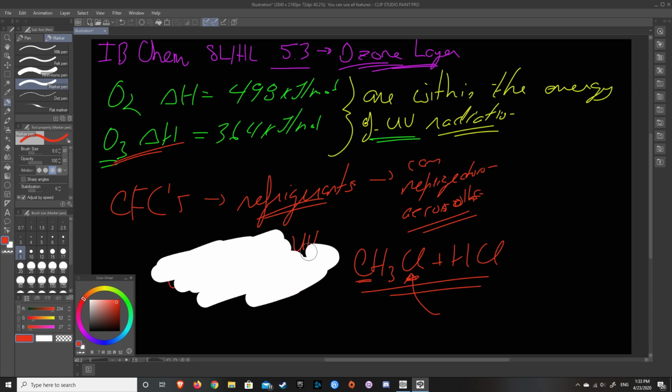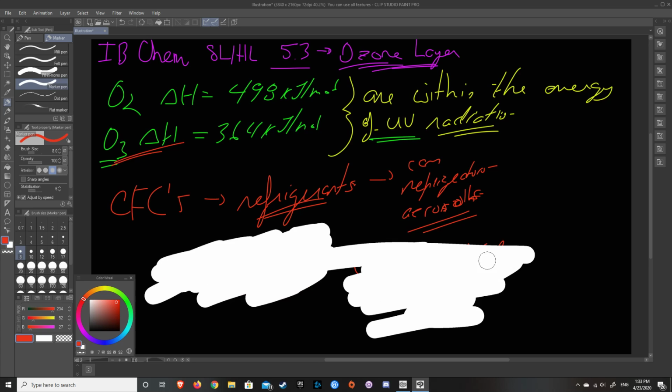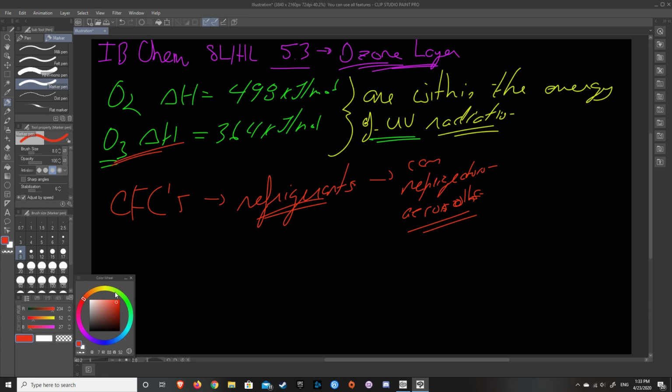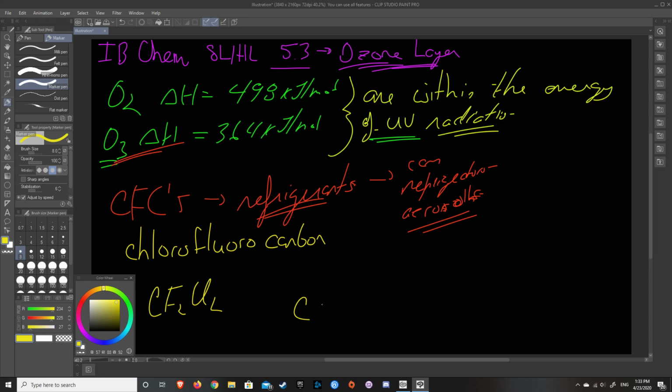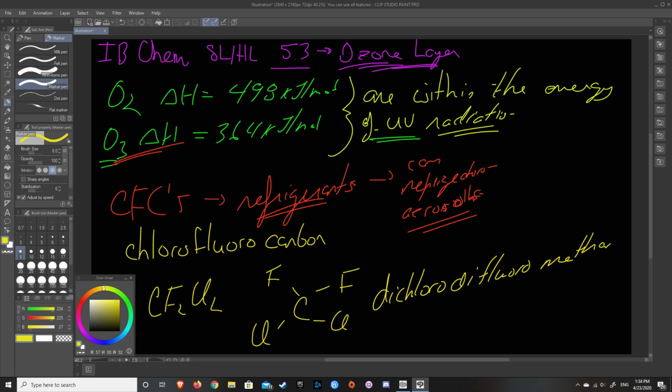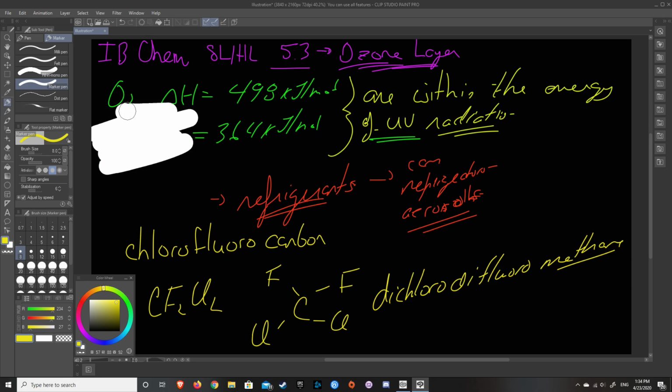And now we've got something called a CFC. It's called a chlorofluorocarbon. An example of that would be CF2Cl2. It would look like this, F F Cl Cl. So you've got difluorodichloromethane.